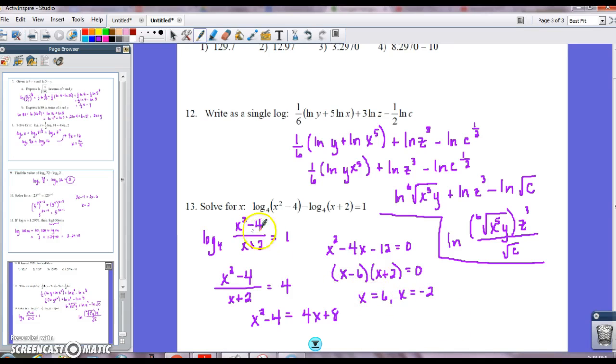Now, if either of those don't work when you plug back into the original problem, then you have to reject them as solutions. 6 doesn't make anything 0, doesn't make anything negative, so that's okay. Negative 2 would make them 0, so you have to eliminate that as a solution. So your only solution here is x equals 6. Okay, and some people, like I said, want to eliminate that here, and even though it doesn't work as a solution, you can't eliminate it until the end. Technically, it's wrong to eliminate it ahead of time.